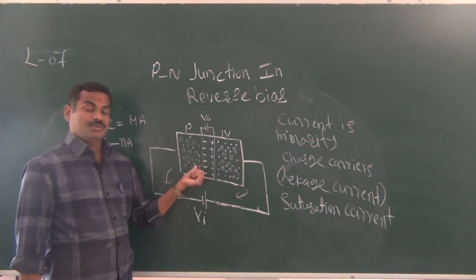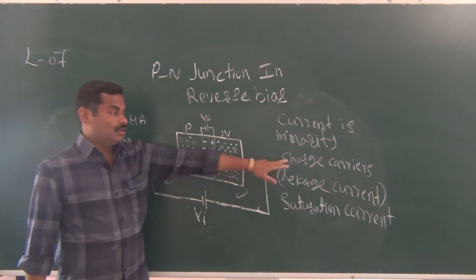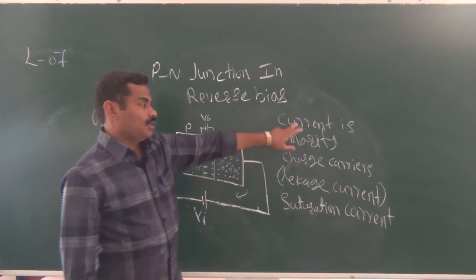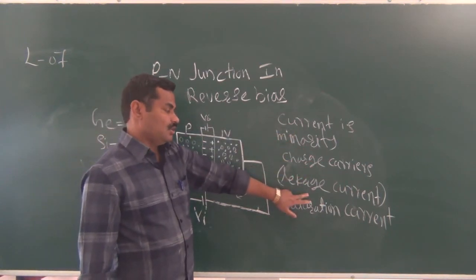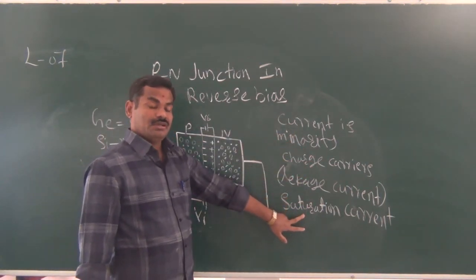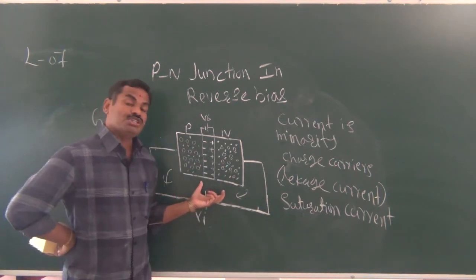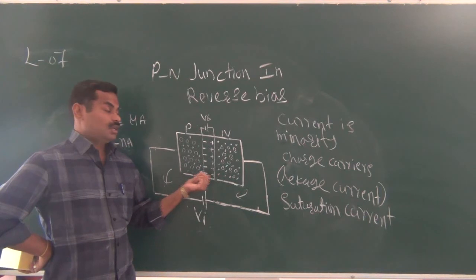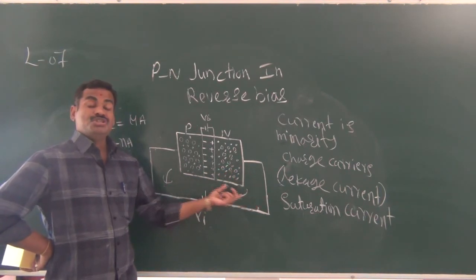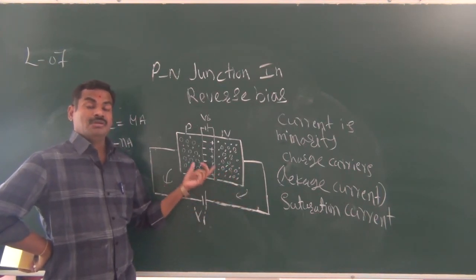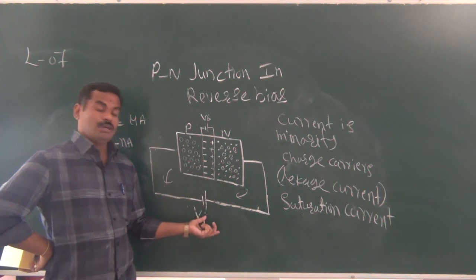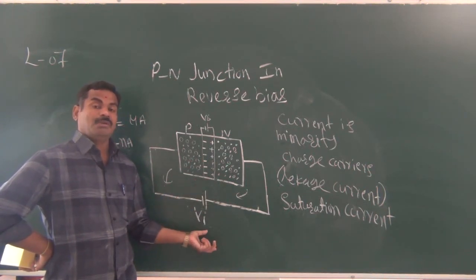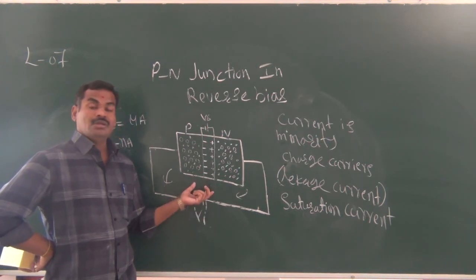If the minority carriers move, that current is nothing but the minority carrier current, your leakage current, also called saturation current. So in the reverse bias you have a current because of minority carriers. That current is the leakage current, the saturation current, and importantly, it is independent of the applied voltage. In the reverse bias, the current is independent of the applied voltage. And this is about the reverse bias.